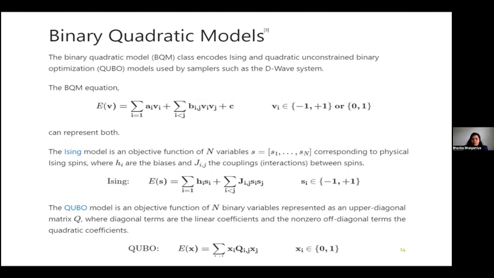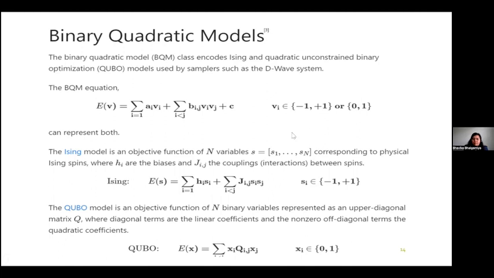So starting with the Ising model, we will also learn in a little bit of detail what the Ising model is and what it represents. Here we see that there are two formulations, and when you use BQM, you can formulate the problem in either Ising or QUBO, where QUBO does not include any constraint.